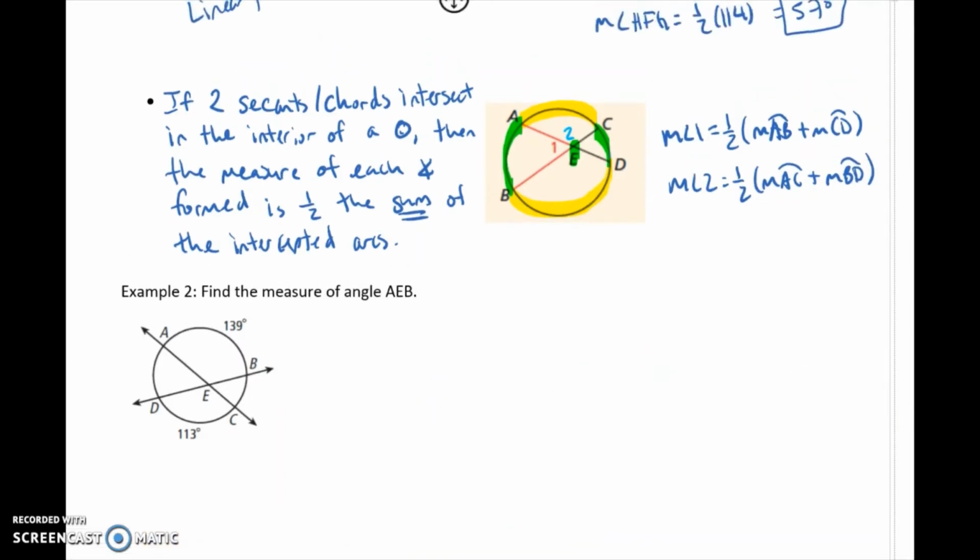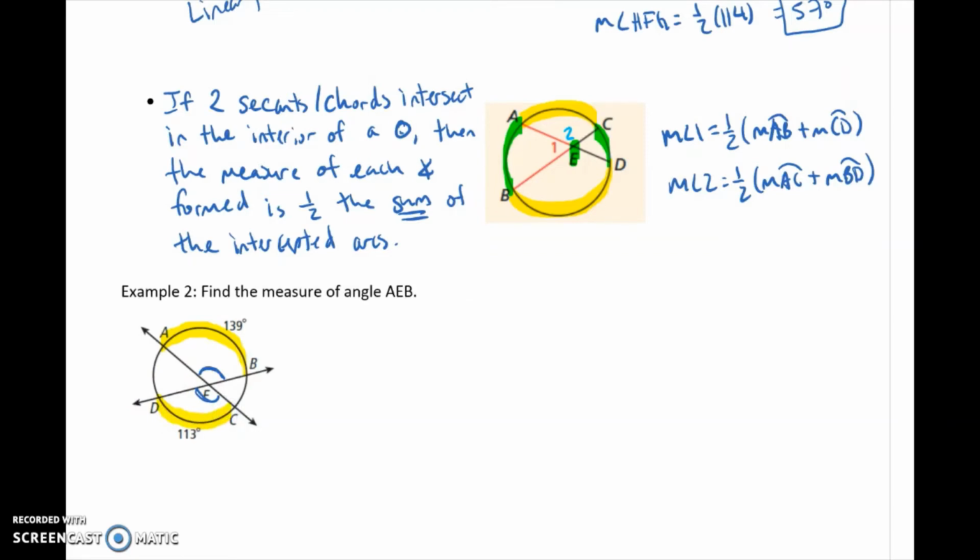So if you take a look at example 2, I want to find the measure of angle AEB. So first identify, where is angle AEB? AEB is this big one right here. So then what are the intercepted arcs that go with it? Well, hopefully you're seeing definitely AB, but then you also want to see, okay, what's vertical to AEB? Well, that's here on the bottom, DEC, and use the arc that corresponds to DEC as well.